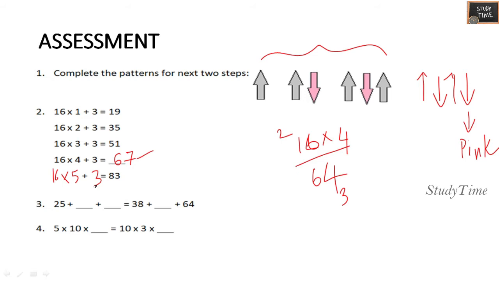Next, here 25 plus dash. So you can write 38. So already here 38 is given. So I have written 38. Here you can write 64. Here you can write 25. Next, 5 into 10 into 3. Here you can write 5 so that both the left side and right side become equal.